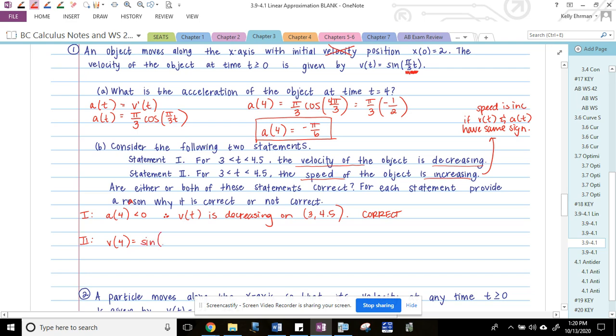V of 4 is the sine of 4 pi over 3. We were given that function back here. Sine of 4 pi over 3, the numerical value doesn't matter, but we should know sine of pi over 3 is radical 3 over 2. In the third quadrant, that's negative radical 3 over 2. And so, since a of 4 is less than 0 and v of 4 is less than 0, they have the same sign, so the speed is increasing. So, that statement is correct.